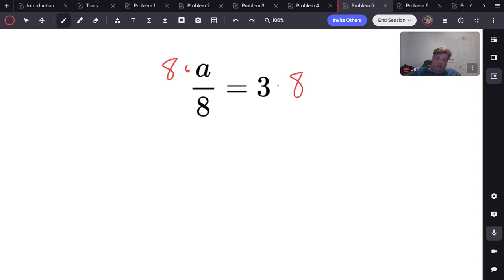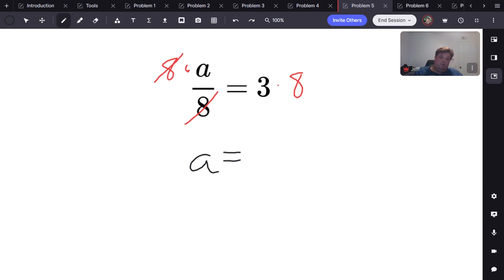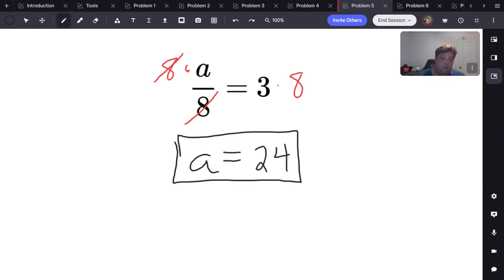Now, when you multiply the left side by 8, both those 8s just get canceled out, right? Because you have one 8 on top and one 8 on bottom. So 8 divided by 8 is just 1, and 1 times a is just a. So those essentially just go away. And now we're left with just a, and now a just equals 3 times 8. Right? And 3 times 8 is going to come out to 24. And that's it. That's the answer.